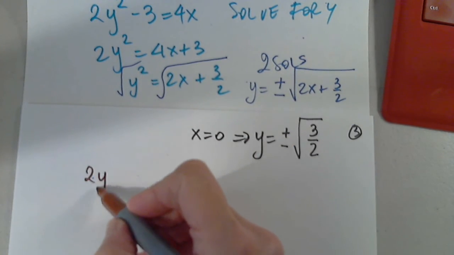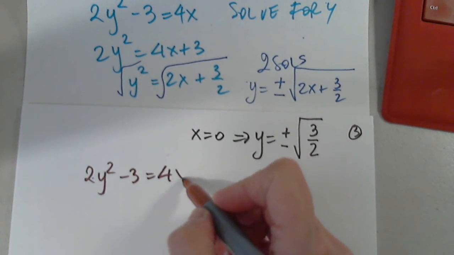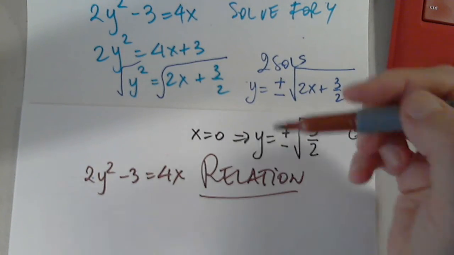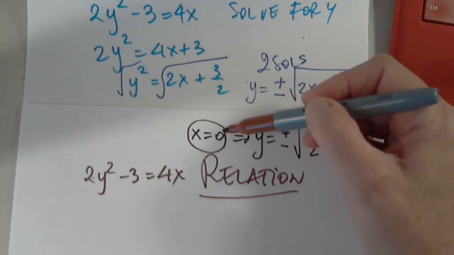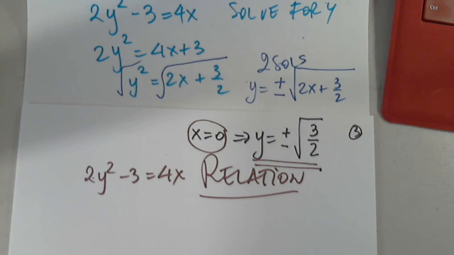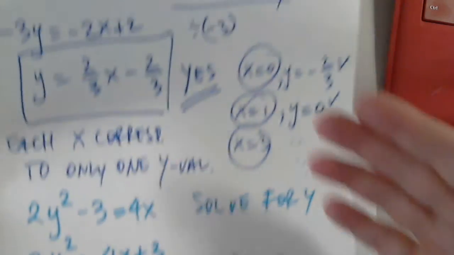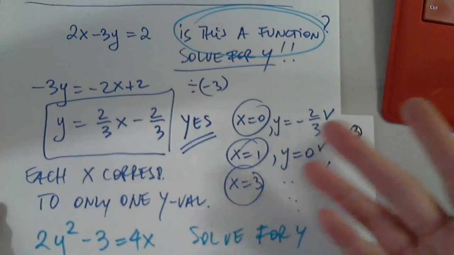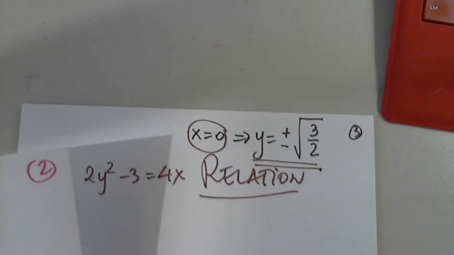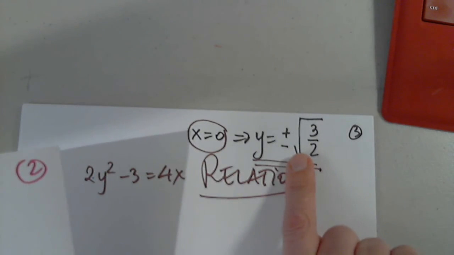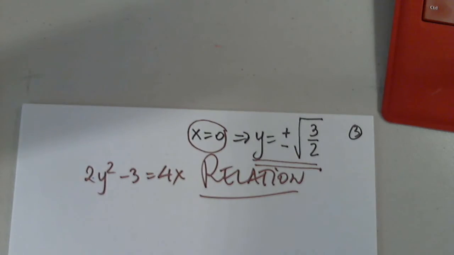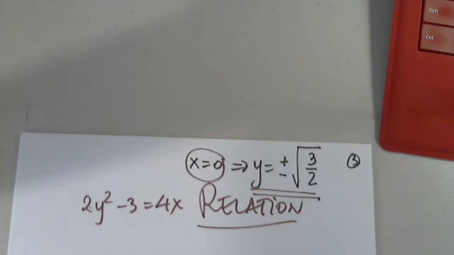Relation. So 2y squared minus 3 equals 4x. Relation. It's sufficient to show that for one x value, we get 2 y values. I don't care about the rest. I don't need to move on to other examples, like I did here. Okay, let's see for 0, let's see for 1, let's see for 3. I'll also show you that it's a function. But here, if I find one x value for which that corresponds to 2 y values, done. It cannot be a function.